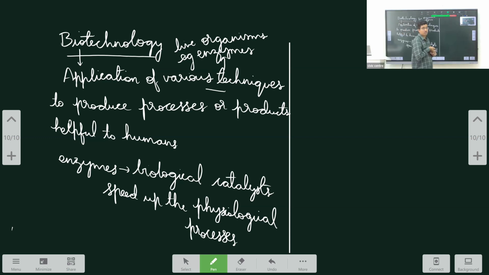How do you use this? How do you apply this technology, this knowledge, to make changes either in the genetic material or in the bodily processes that occur within these organisms? So the subject will be dealing with all the various techniques that you use to produce various products.